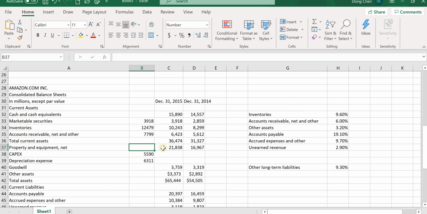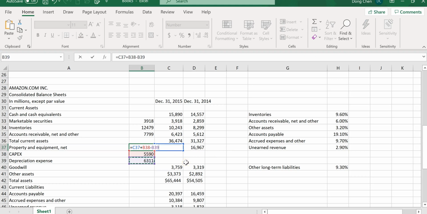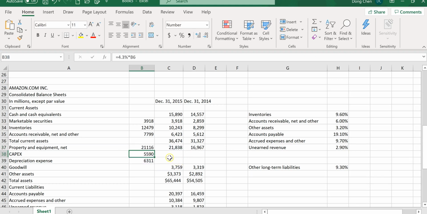So now net PPE for the next year will be the current year's net PPE, and then we add the capital expenditure, and then we subtract the depreciation expense for that particular year. So that's going to be my new net PPE level.